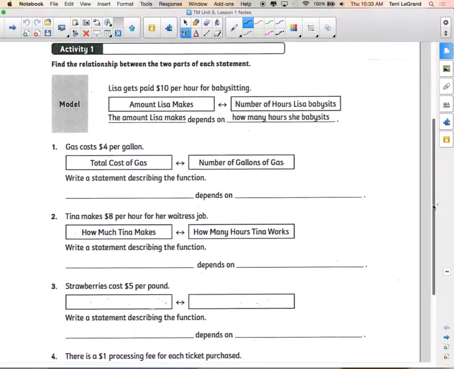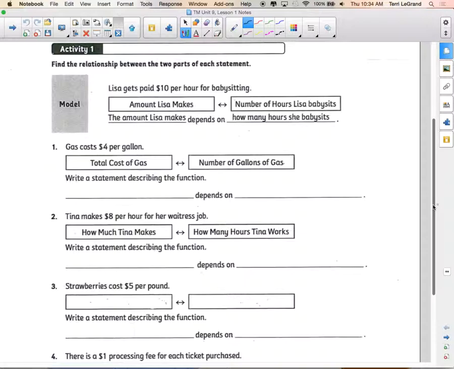So the first thing we're going to do is it says find the relationship between the two parts of each statement. So in a function, one thing relies on the other happening. So if there is a relationship, we can say, you know what, I should be able to say what depends on the other, okay? So like in the model there it says, Lisa gets paid $10 per hour for babysitting. It's already set in stone how much money she's going to make per hour, right? How much is she going to get? The $10 per hour. So that's already set in stone.